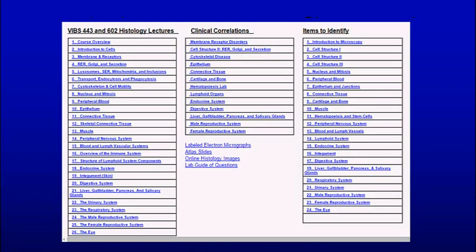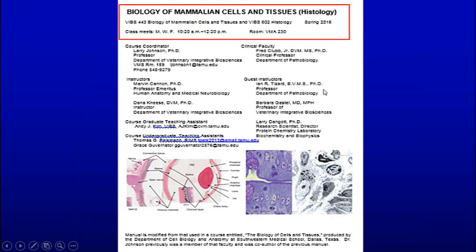Now, here is a website where there is a PowerPoint presentation for all these presentations, as well as the clinical correlations. There are some electron micrographs and some question guides, as well as items to identify for each of these presentations, whether it's muscle, nerve, connective tissue, or the different ones.